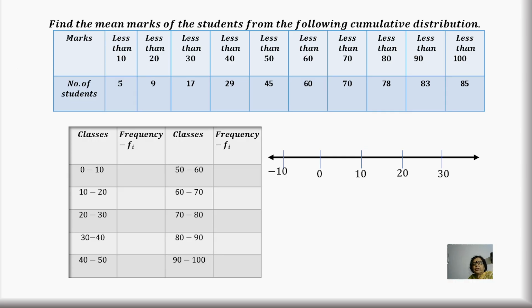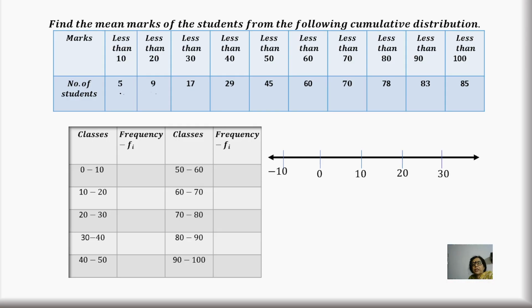The next question is find the mean marks of the student from the following cumulative distribution. Now here you see that the data is provided in a different format. The marks are given and it is mentioned here this is less than 10, this is less than 20. So basically this means that when we go to check the less than 10 column, this number depicts all the students who have secured less than 10. This number over here, 9, depicts all the students who are securing less than 20.